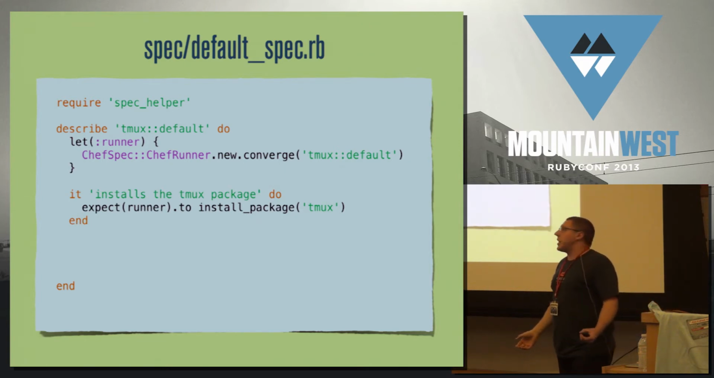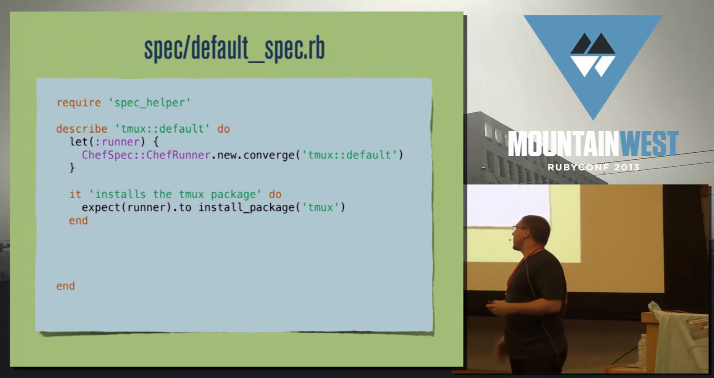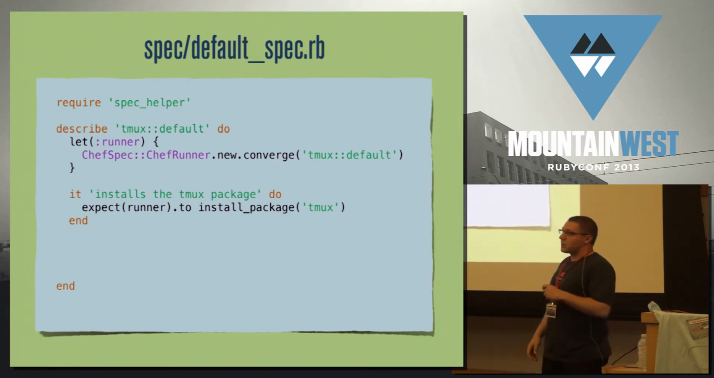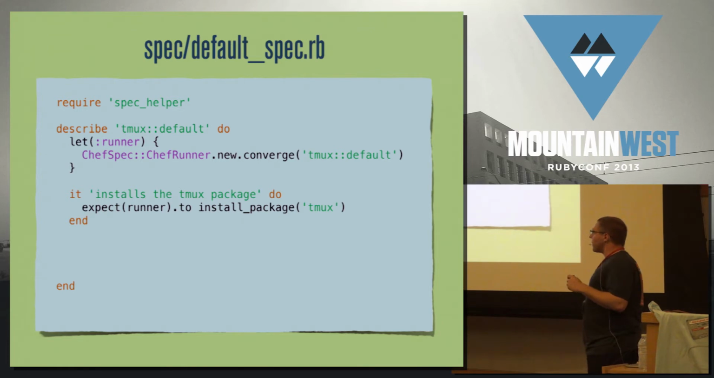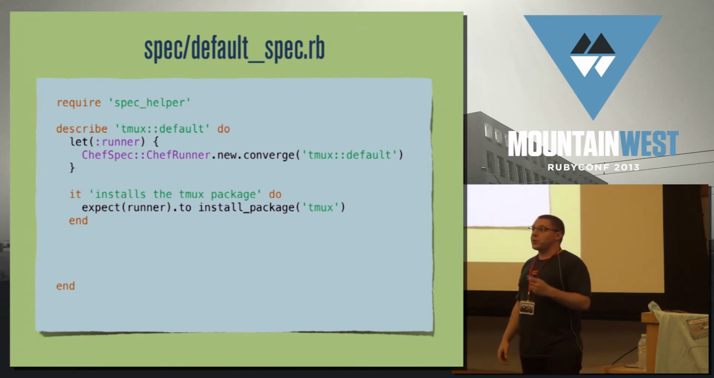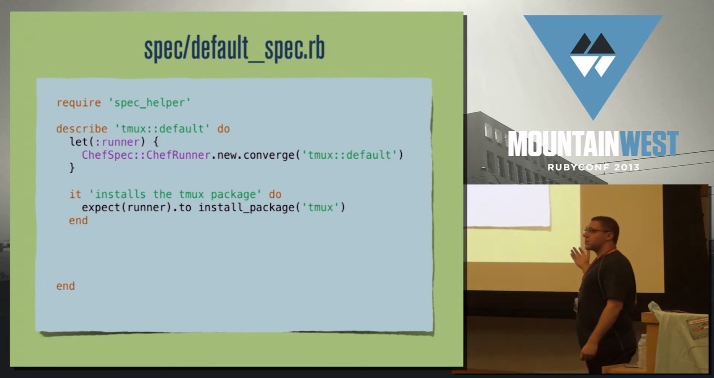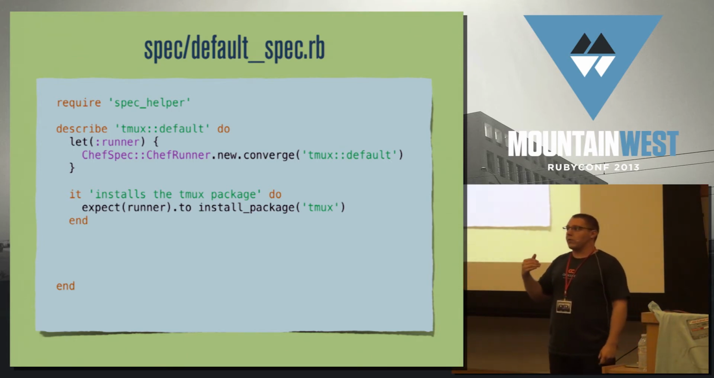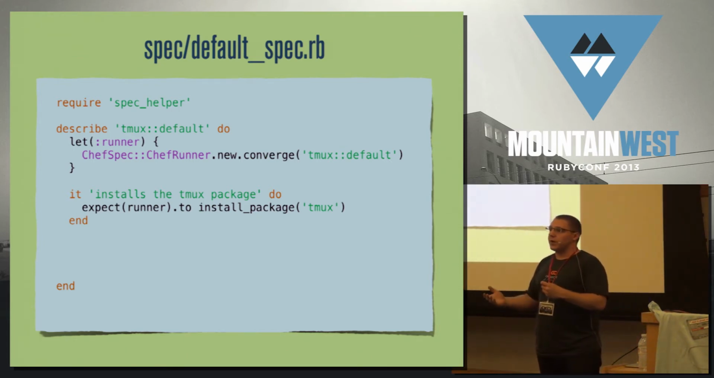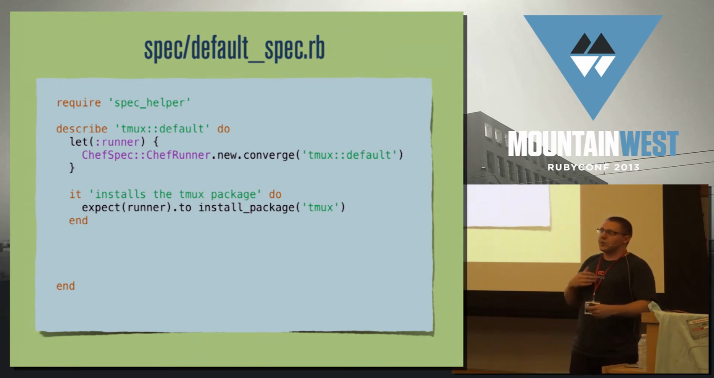So, simple RSpec syntax. It's going to install a tmux package. That's what we want it to do, install a tmux package. And we're going to use the new RSpec syntax because it's better than the old one. So we're going to expect the runner to install this tmux package. Super straightforward, very English-like. You could have a non-technical person read this and understand what's going on. And the output, which you'll see in a little bit, is even more straightforward. So a non-technical person, like a product manager, or your grandma, could come along and read this and know what's going on.